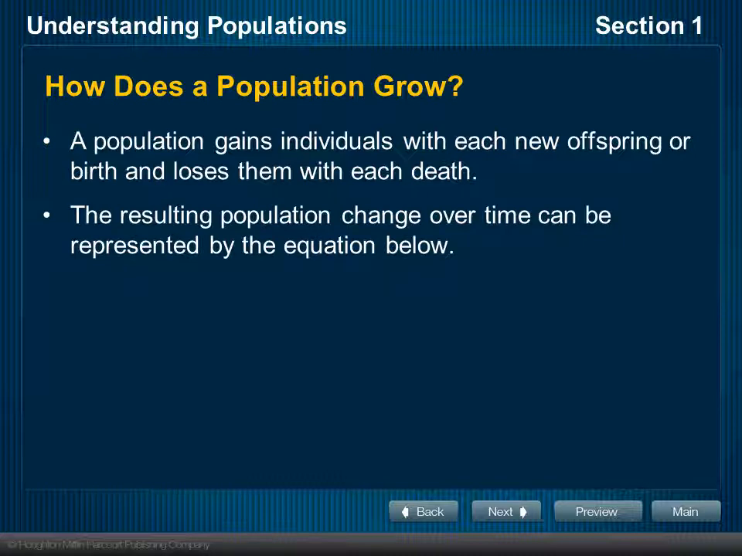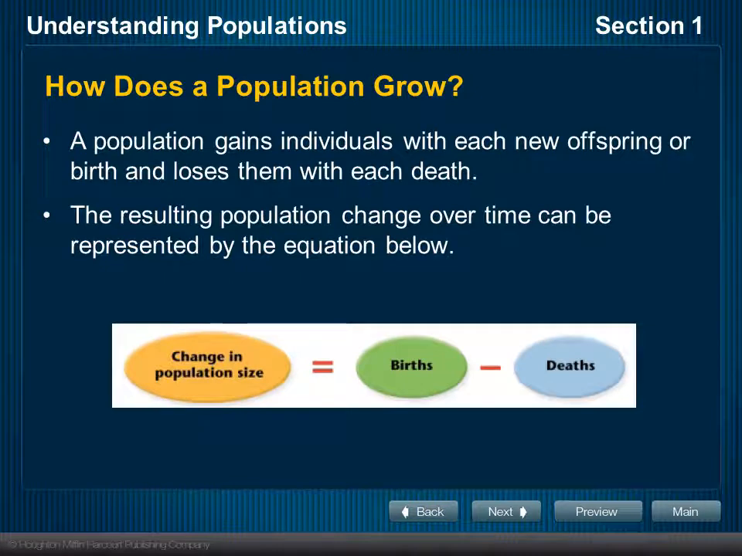And therefore, we can actually write equations, and ecologists use equations to actually study these population growth trends. The equation is any change in population size is equivalent to the number of births minus the number of deaths. It is always in that order. You always subtract deaths from births to calculate population change.